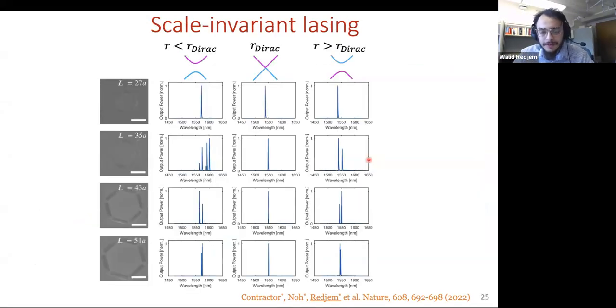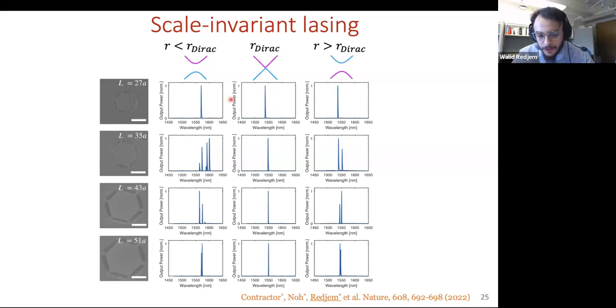So we fabricated such a device for different sizes and for different detuning from the Dirac point. Here we use the radius of the holes to tune how far we are from the singularity. For R less and R larger than R Dirac, we have quadratic dispersion. For R Dirac, we have Dirac cone linear dispersion.